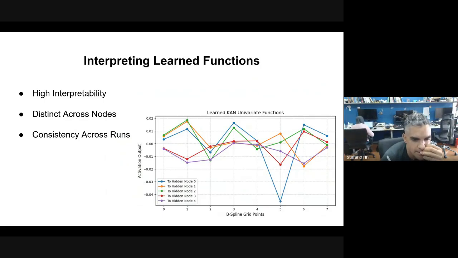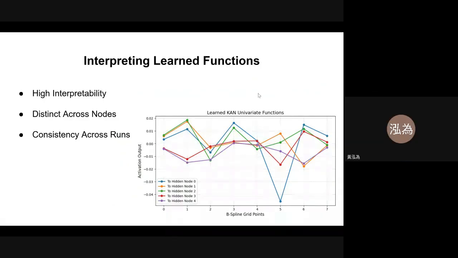Okay, let's see. So these are the learned functions, right? Yes, as you can see in the chart, the curves are smooth and have clear shapes, which means they have high interpretability. Also, the curves connecting to different hidden nodes have completely different shapes. This proves our network is learning a wide variety of distinct features.